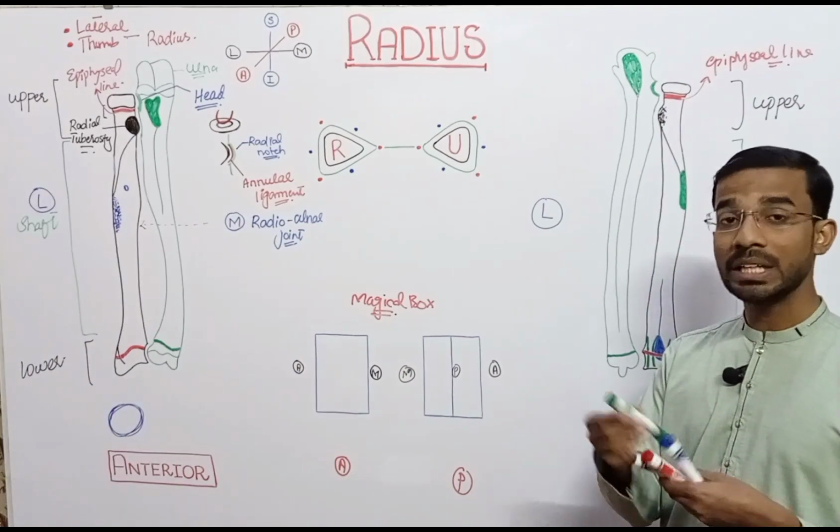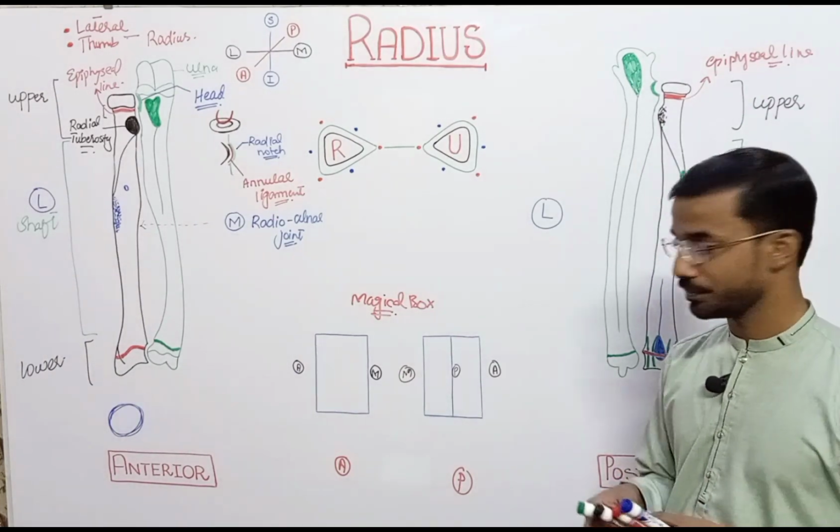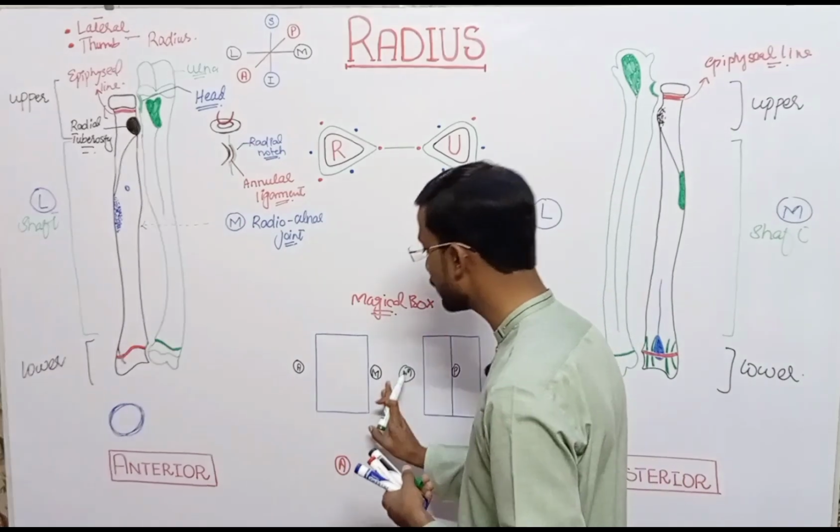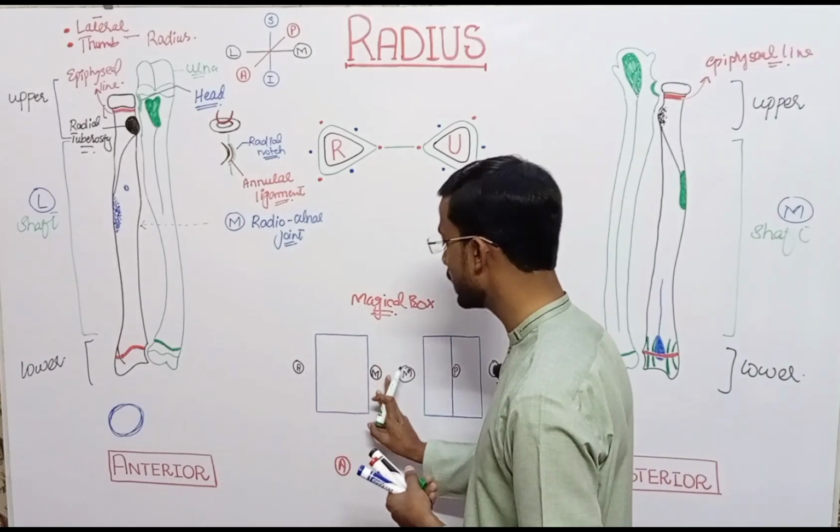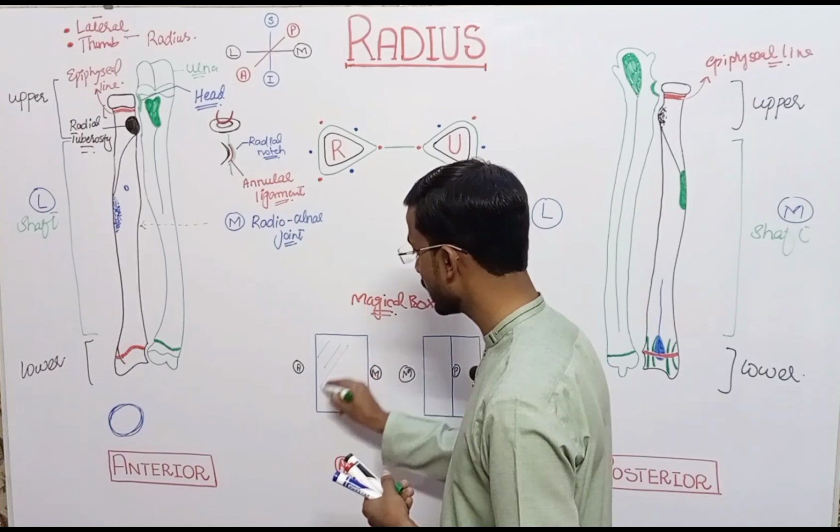Next, we will see the different surfaces. Here you see that the surface which is present between the anterior and the medial border is actually this surface.